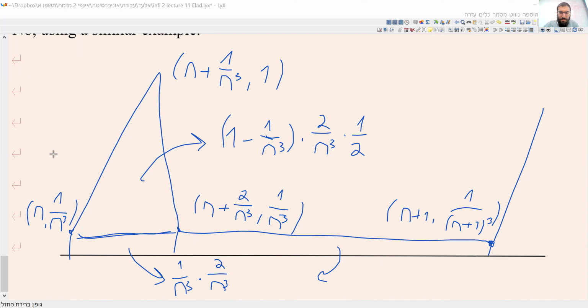And the area of the trapezoid here: the height is 1 minus 2 above n to the power of 3, multiplied by the sum of the bases, which is O of n to the power of 3, and it converges as well.